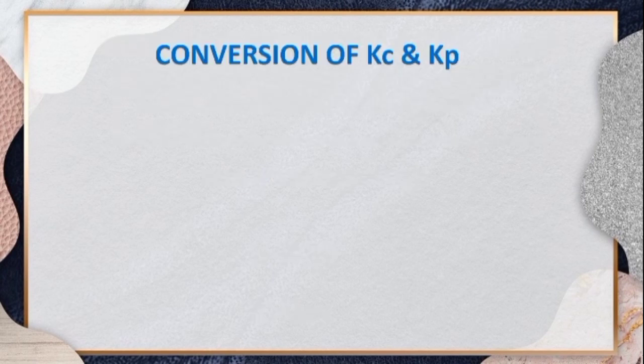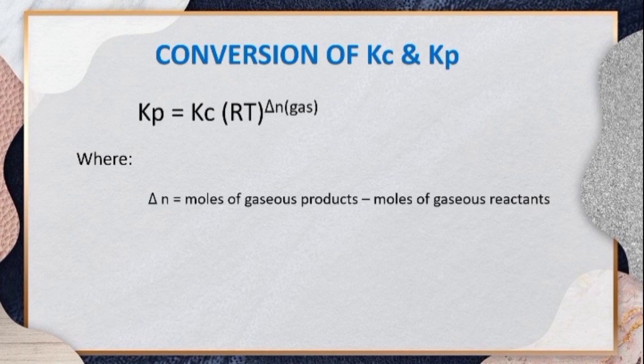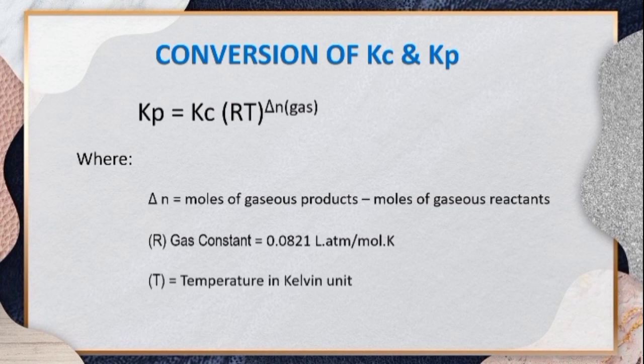This time, let's do conversion of Kc and Kp. Kp is equal to Kc multiplied by RT raised to delta n of gas, where delta n is equal to moles of gaseous products minus moles of gaseous reactants. R is the gas constant, which is equal to 0.0821 liter atmosphere per mole Kelvin. And T is for temperature in Kelvin units.